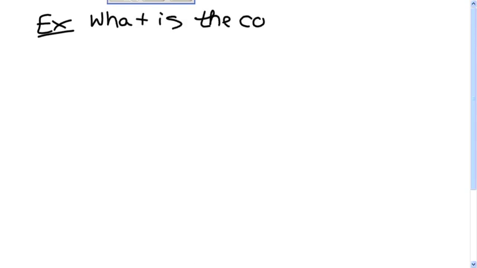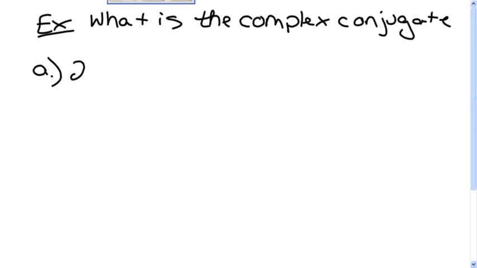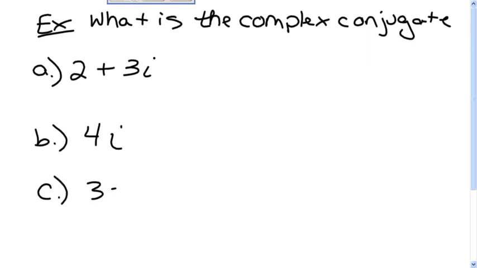So just a couple of quick little examples with that, just practicing the complex conjugate. So what is the complex conjugate? The first one is 2 plus 3i. The second one is 4i. And the third one is 3 minus 6i. So the complex conjugate changes just the negativity of your imaginary part.